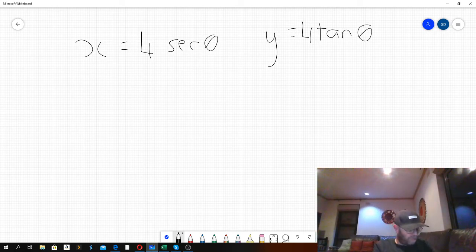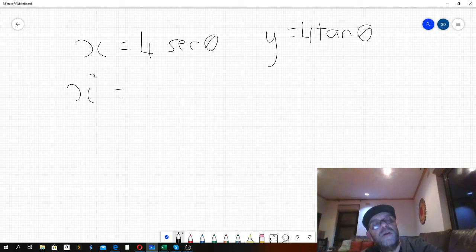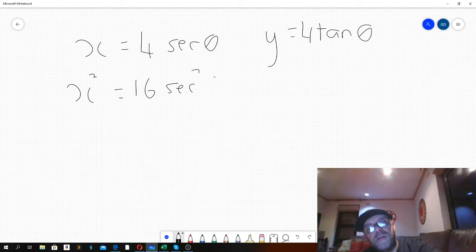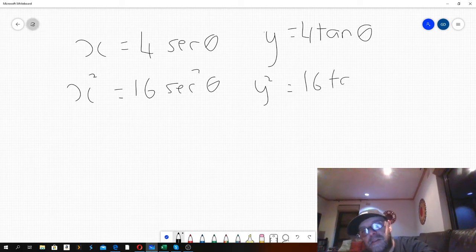Okay, so if x is 4 sec theta and y is 4 tan theta, let's see if we can play with these a little bit. If I square both of these things, I'll get x squared and y squared. But what would the square be on the other side? Well, let's have a look. x squared will be 16 sec squared theta, and y squared will be 16 tan squared theta.